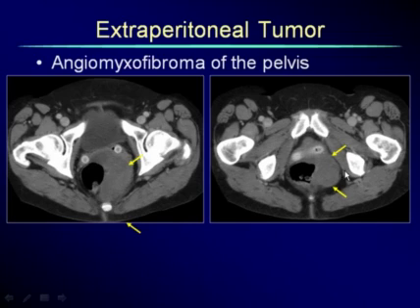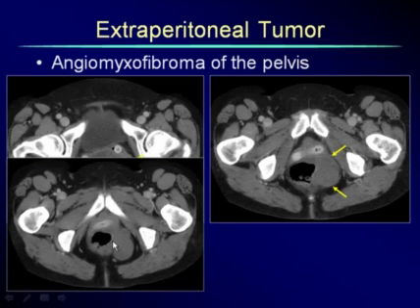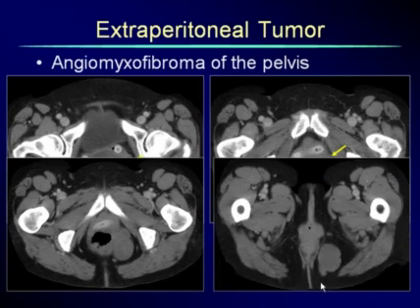But the mass is solid and pushes into the soft tissues around her rectum. It's growing into the ischiorectal fossa, and it's actually growing so far down that she's sitting on it and is very uncomfortable. Surgery revealed an angiomyxofibroma. Of course, the doctor's wife has to have a very unusual problem. And here you go, an extraperitoneal, unusual pelvic tumor.